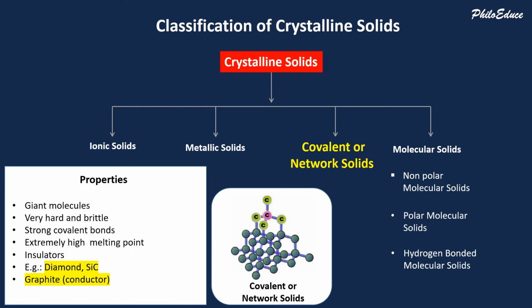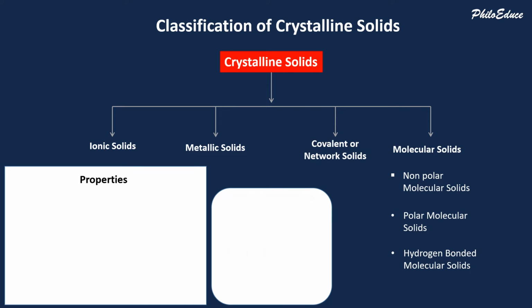Normally the covalent bonds make them so strong. They are extremely high melting solids and they are insulators in normal conditions. Examples are diamond, silicon carbide, etc. Graphite is also a molecular solid, but it's a conducting molecular solid. We can discuss more about graphite and its structure and the reason for the conducting nature of graphite.